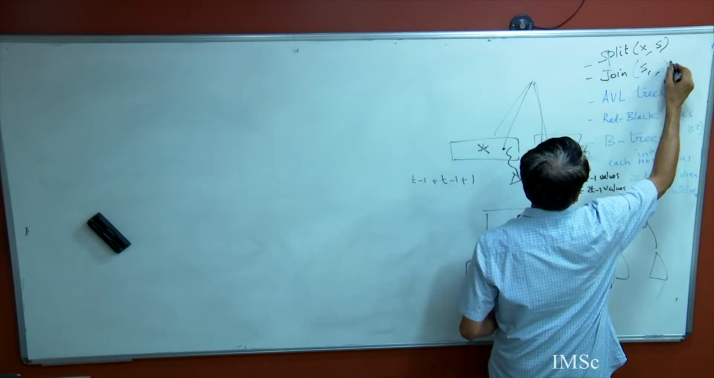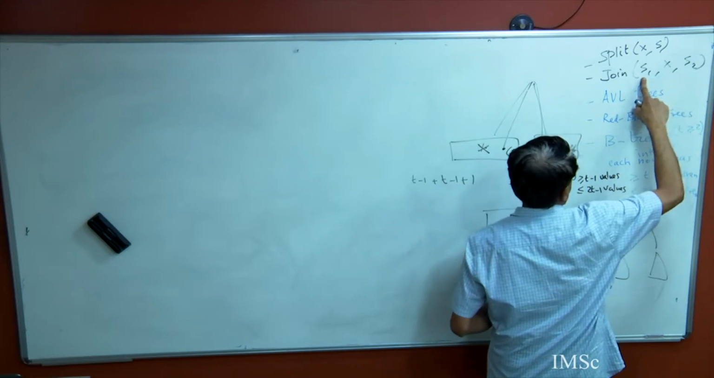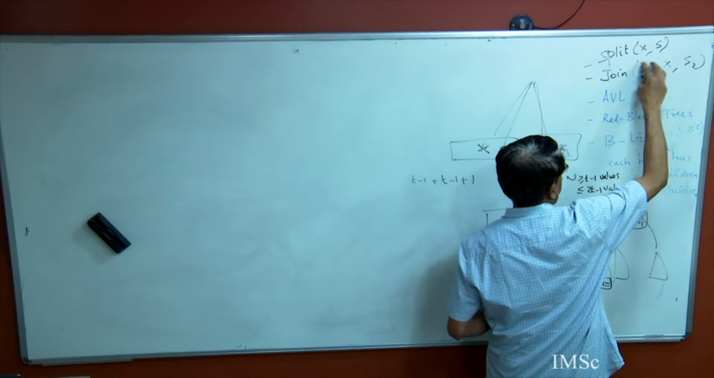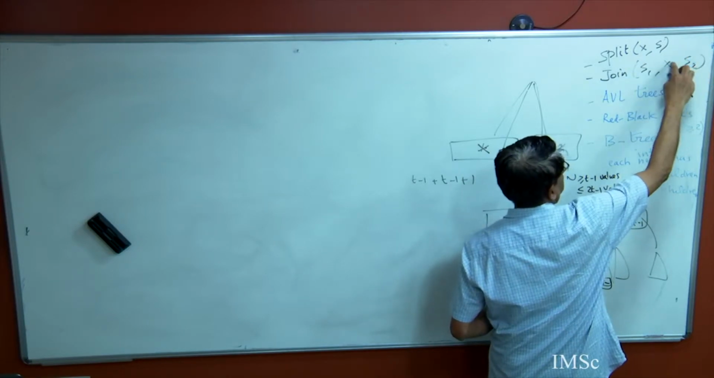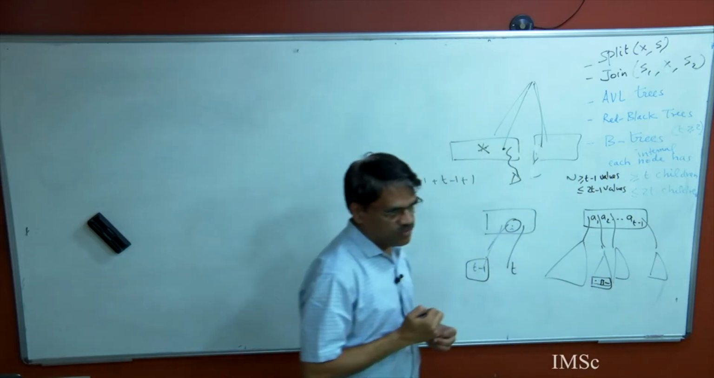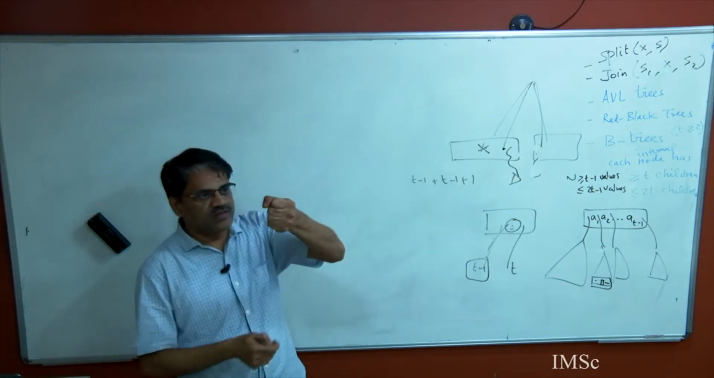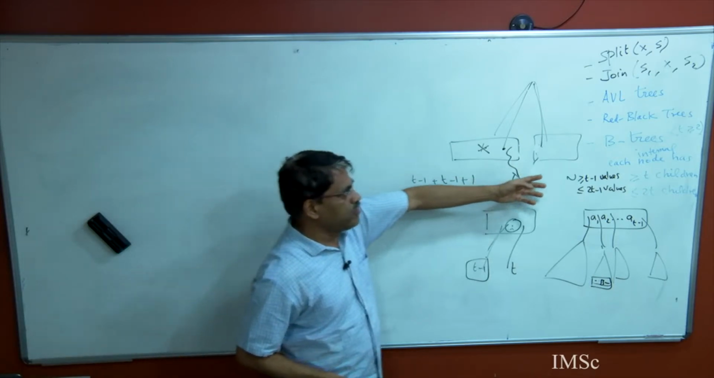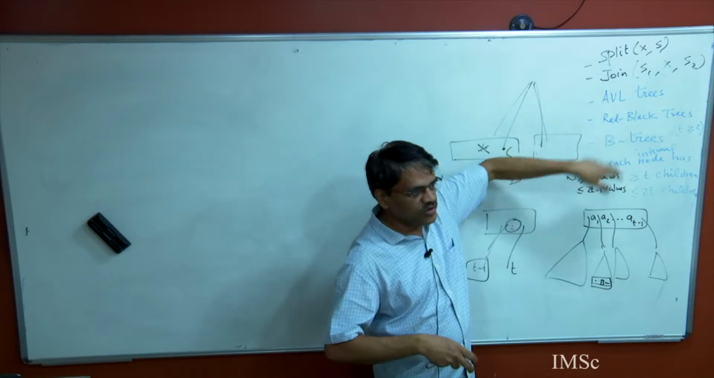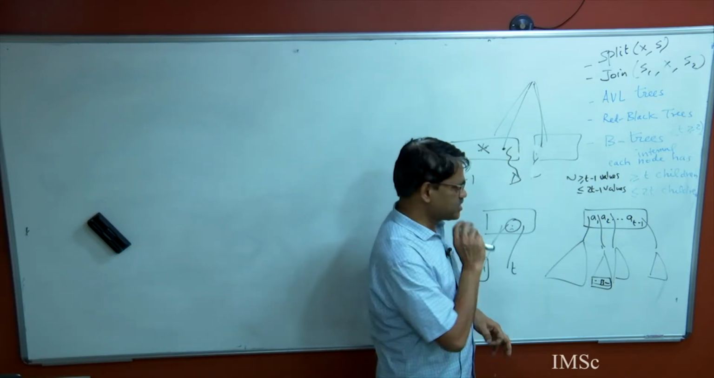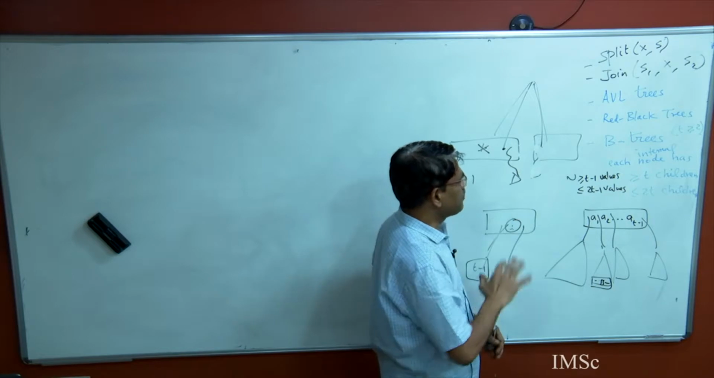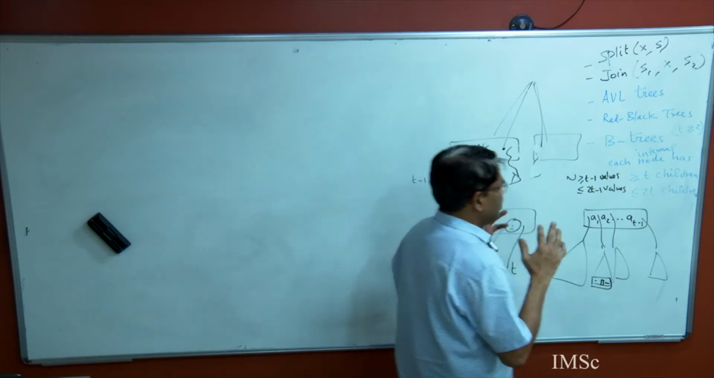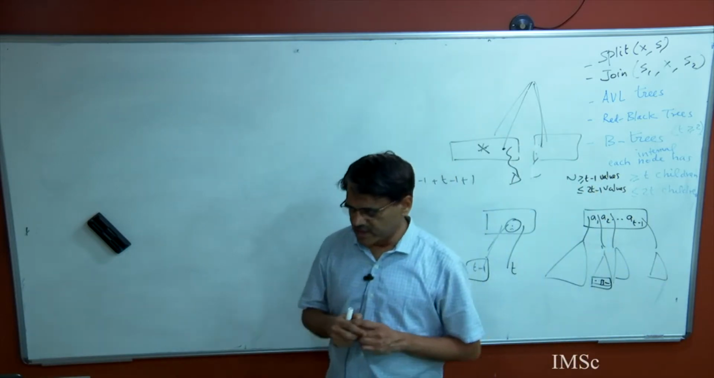If I'm given two trees S1, S2 and a value x with the property that anything in S1 is less than x and anything in S2 is greater than x, you can join them. I mean, you can of course put x as a root and put S1 here, S2 here, but that may not satisfy all the properties or the invariants you want here. So after doing that, you can also do all the fixing necessary to make it the type of tree you want.